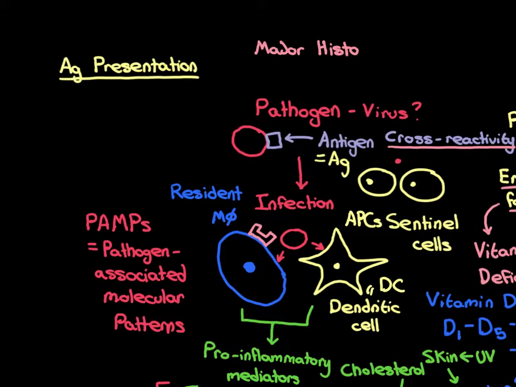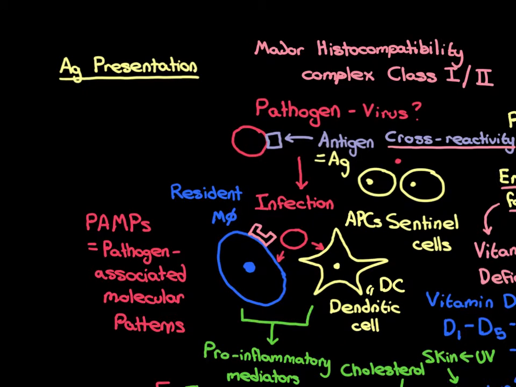So massive word coming up here, histocompatibility. So major histocompatibility complexes. Now, there are two different forms of major histocompatibility complexes, namely the major histocompatibility complex class 1 and the major histocompatibility complex class 2. And for short, these are abbreviated down to MHC class 1 and MHC class 2.